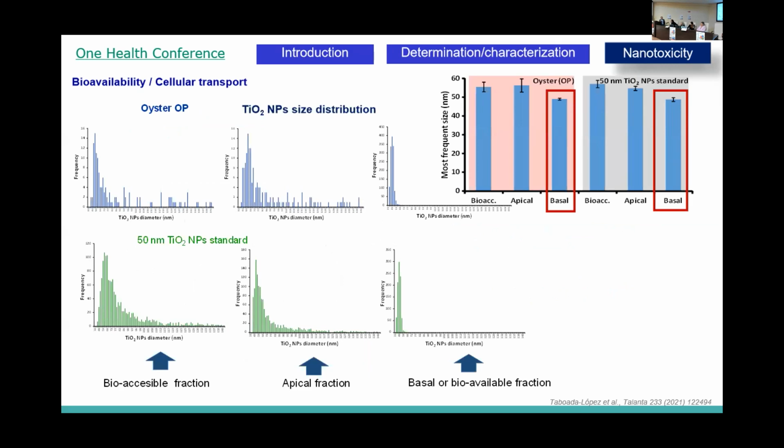So if we focus our attention on the sizes, we can see that there are also changes in the size distribution. In the case of titanium dioxide nanoparticles, we can see that the sizes are the same in the bioaccessible fraction and also in the apical fraction. Here is the apical fraction after performing the experiment. However, the size distribution is lower in the basal fraction. And similarly, the results are the same for silver nanoparticles.